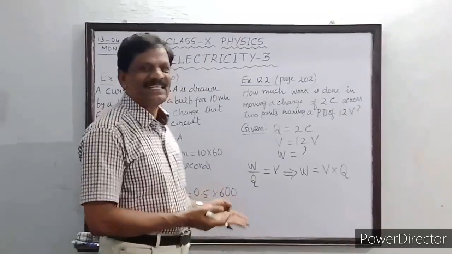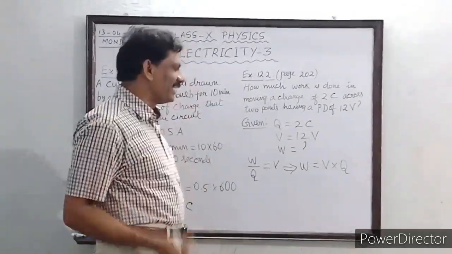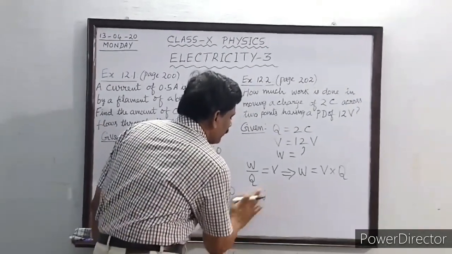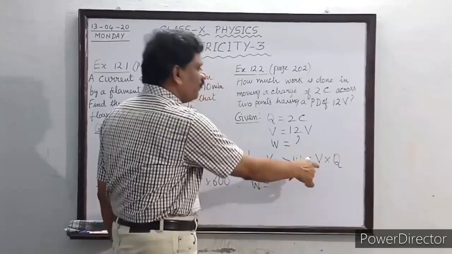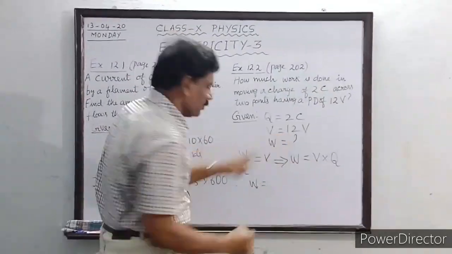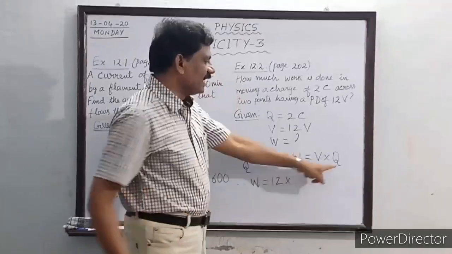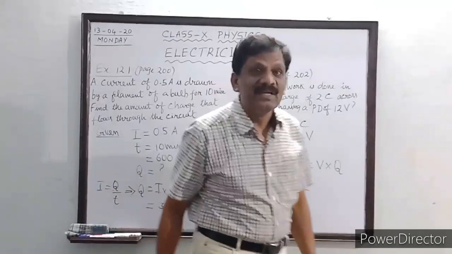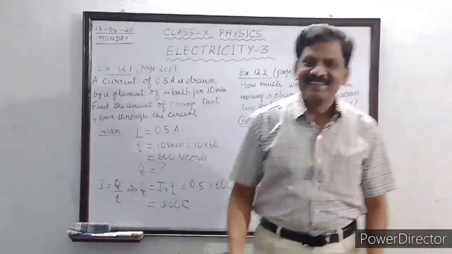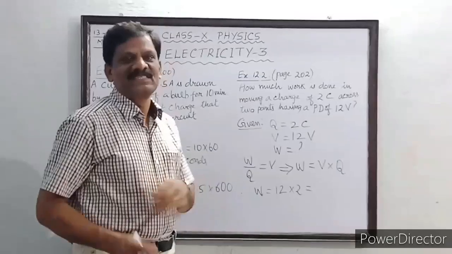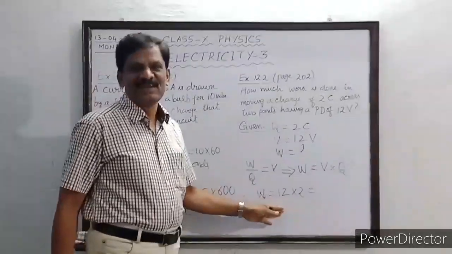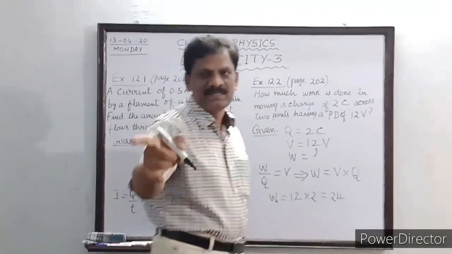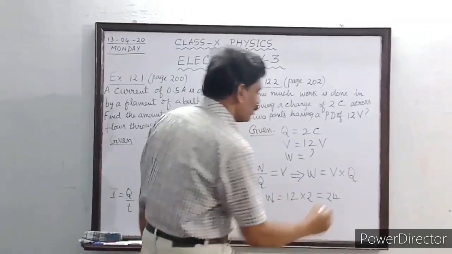It's a product of just 2 numbers. Easy numbers they have given. Your answer is correct. So therefore, W is equal to V. The potential difference is what? 12 volt. So this is 12 into the charge, which is how much? 2 coulomb. So this is 2. For this you need not wait for a calculator. Nothing is required. 12 2s are what? 24. You should just know the multiples or tables of 12. That's all. So 12 2s are 24. All are correct. So 24.